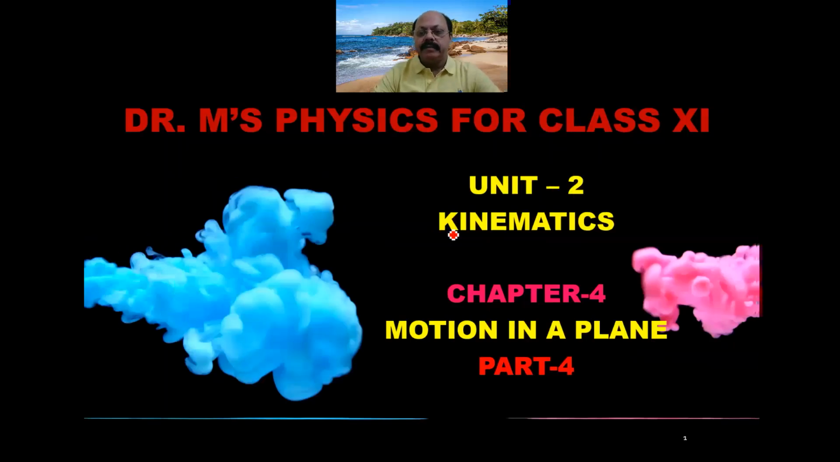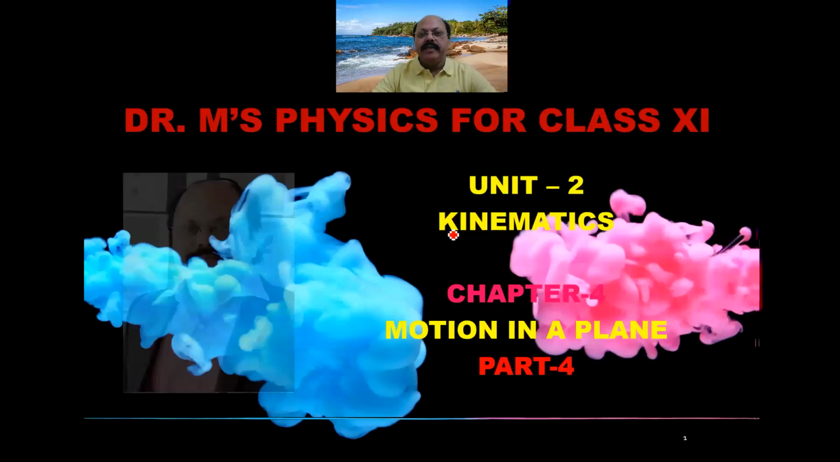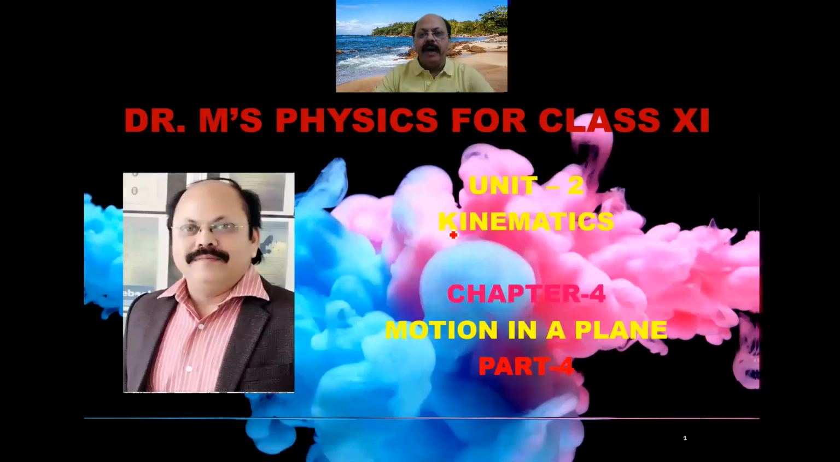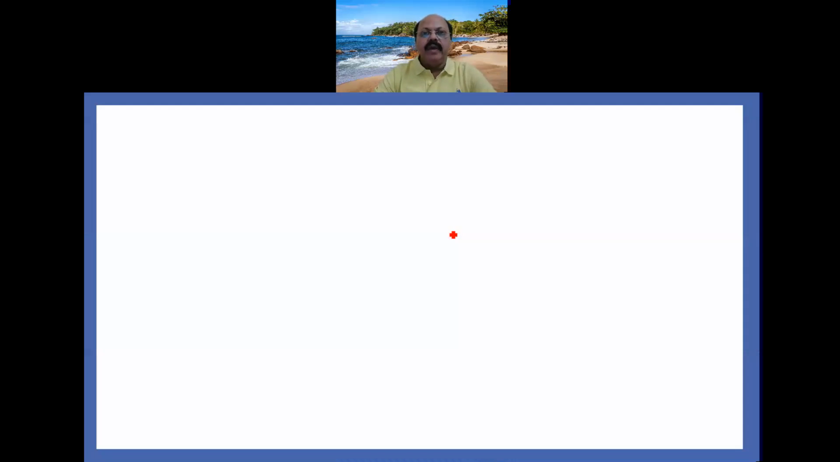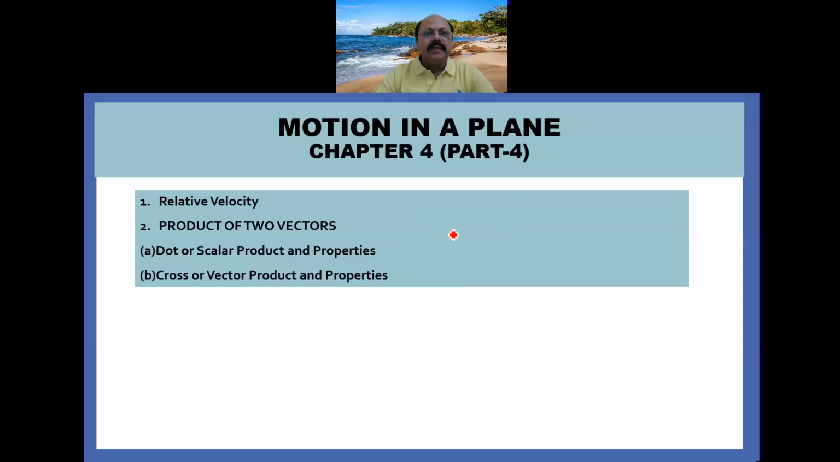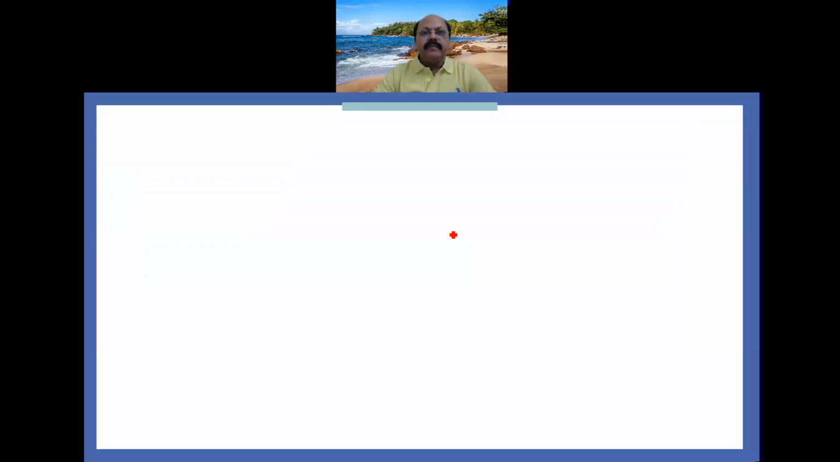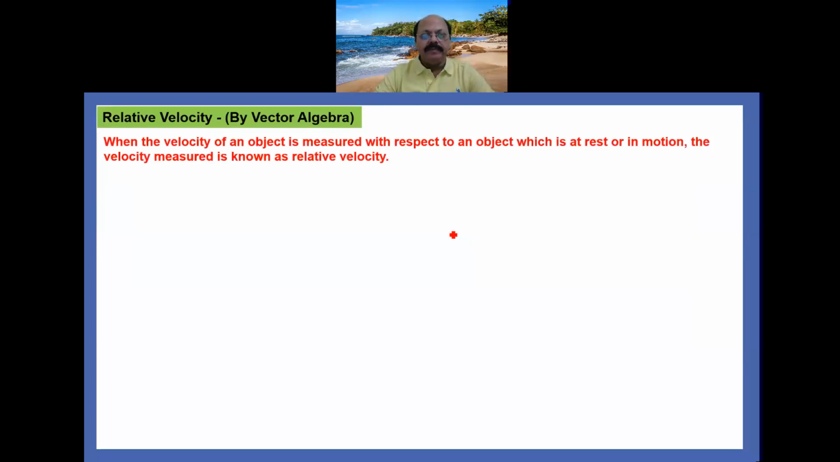Dear students, today's topic of my lecture is motion in a plane, part 4. What you have to learn in part 4 is: first, relative velocity; then the product of two vectors, the dot or scalar product and its properties; then the cross or vector product and its properties. One by one, first I will explain relative velocity by using vector algebra.